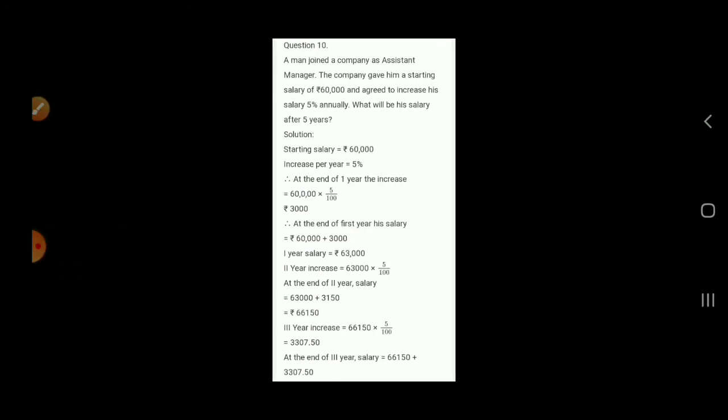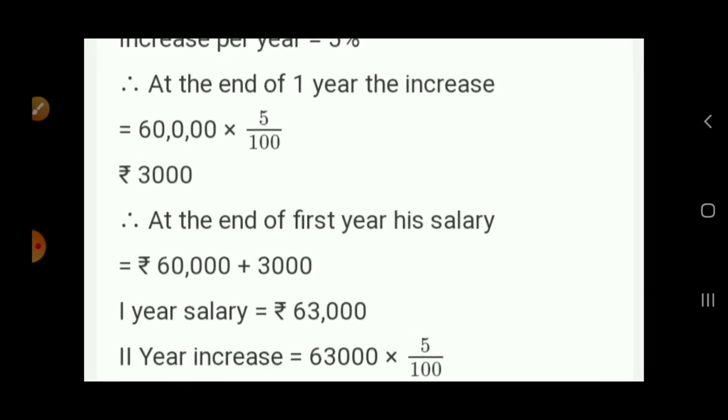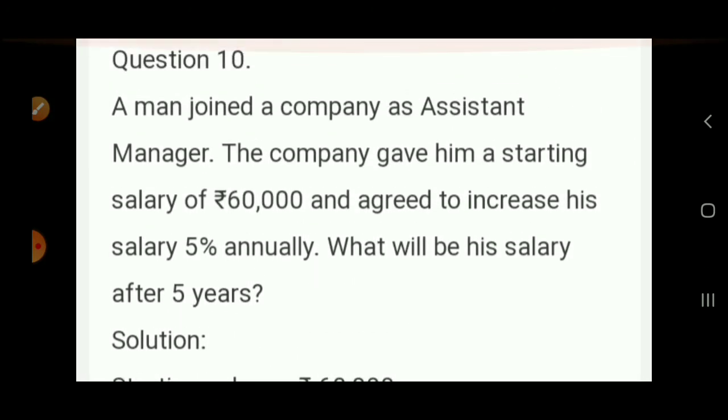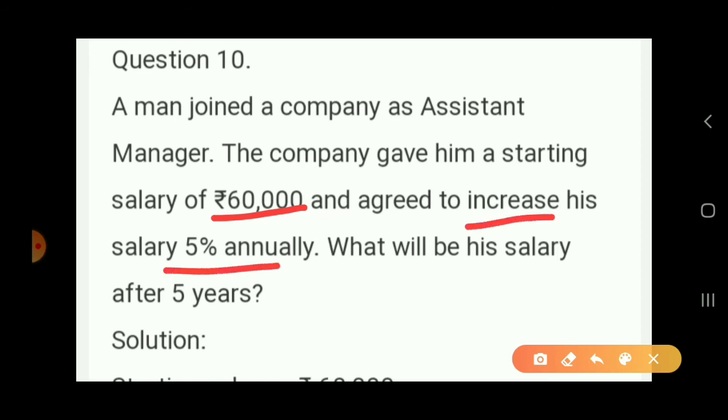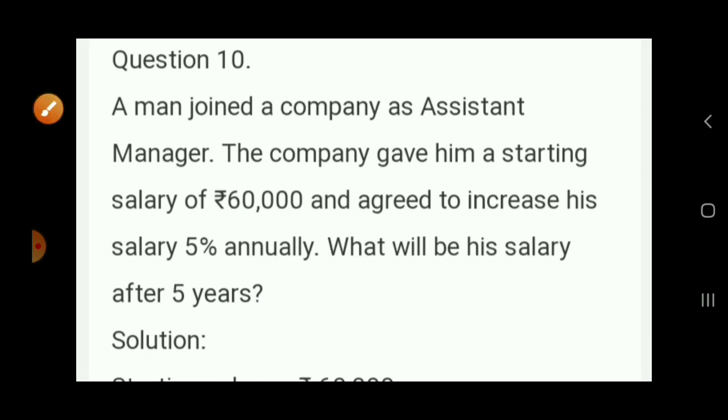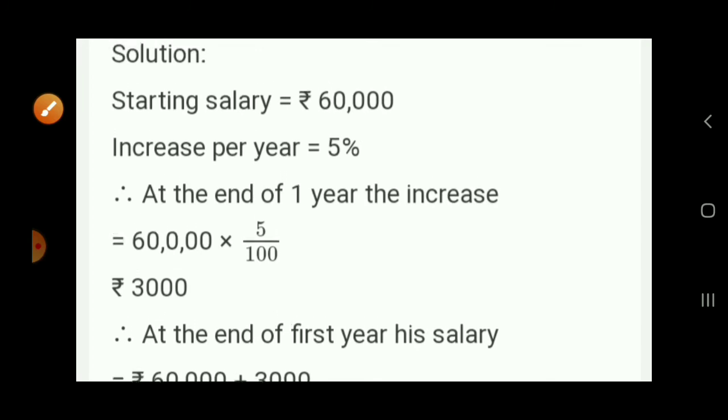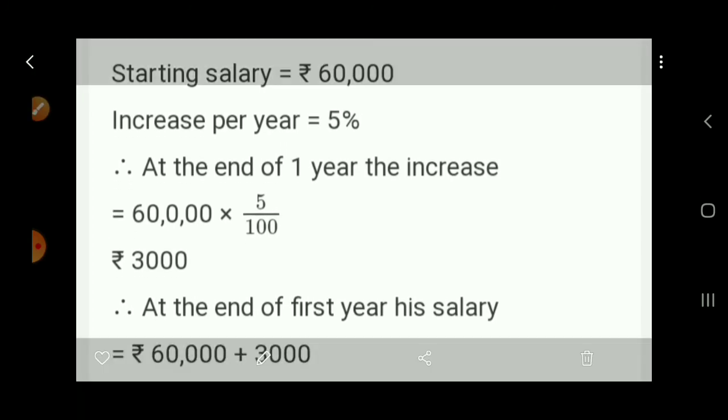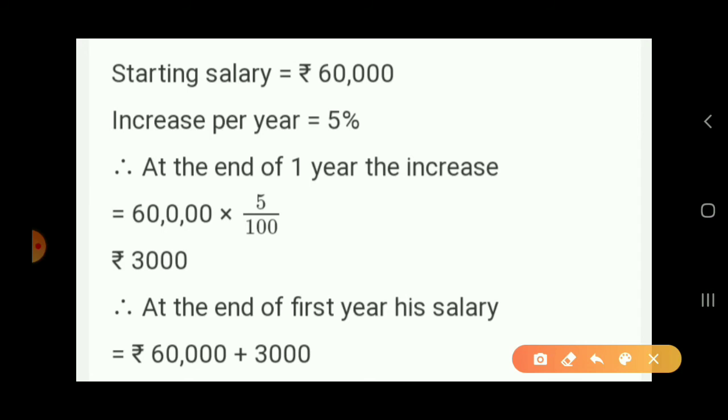Next, see the 10th one. Question number 10: a man joined a company as assistant manager. The company gave him a starting salary of 60,000 and agreed to increase his salary 5% annually. What will be his salary after 5 years? See the solution. Starting salary is 60,000, increase per year 5%.